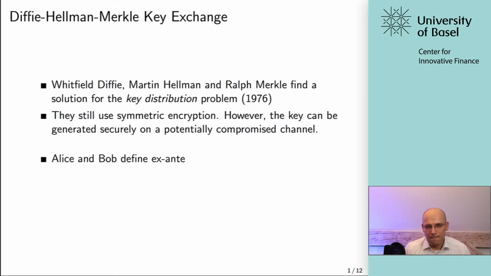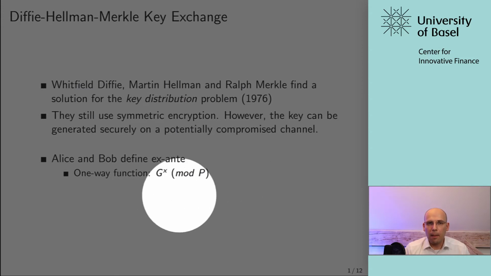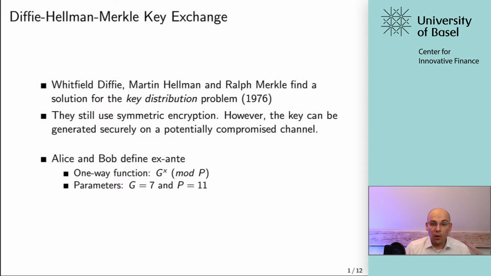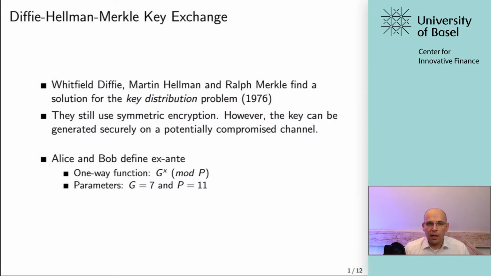Now, when we set it up, what needs to be defined ex ante between Alice and Bob, and these are the two parties, Alice and Bob, that want to share something. Let's call the potential eavesdropper Eve, the person in the middle. What they have to define ex ante is a one-way function, in this case g, the generator, to the power of x mod p. And of course they also have to define the parameters: g is 7 and p is 11.